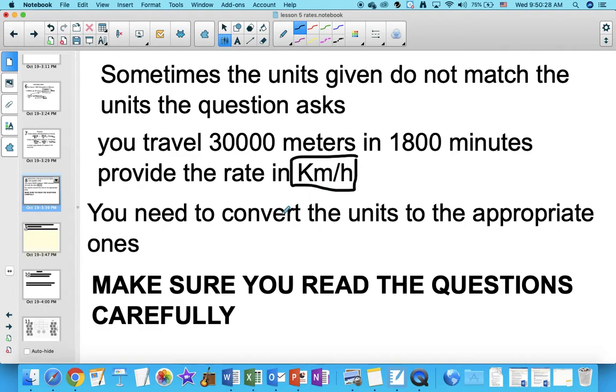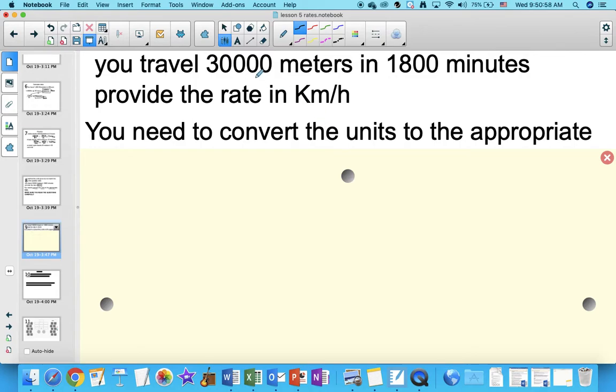So you need to be careful, and you need to be able to convert the units to the appropriate units. The question is saying kilometers per hour, meaning that 30,000 meters and 1,800 minutes are the wrong units to use. So make sure you read the question carefully, right? Very common mistake is you're going to make your unit rate based on meters and minutes, but not convert them into kilometers and hours. So be very careful. Right? So you travel 30,000 meters in 1,800 minutes. You need to convert the units to the appropriate ones.